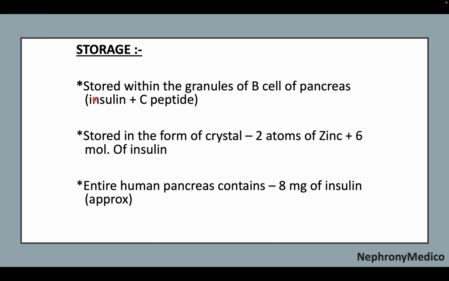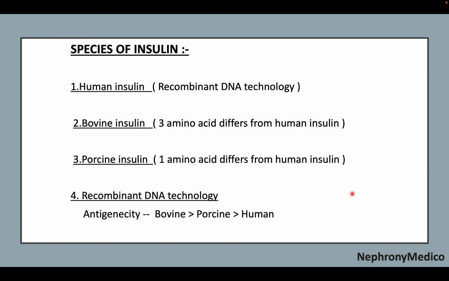Now, storage. It is stored within the granules of the beta cells of the pancreas with insulin and C-peptide. It is stored in the form of crystals, and the entire human pancreas contains 8 mg of insulin. Now, species of insulin. Human insulin, bovine insulin, porcine insulin, and recombinant DNA technology with reduced immunogenicity, the bovine, porcine and human.